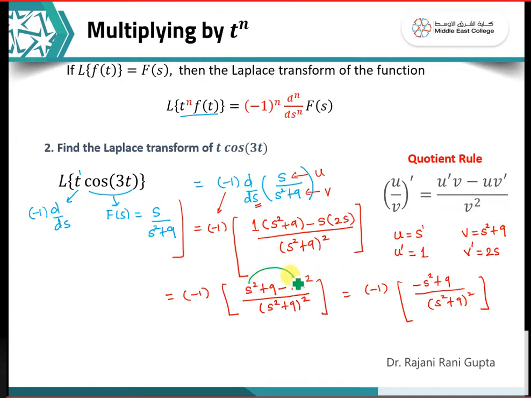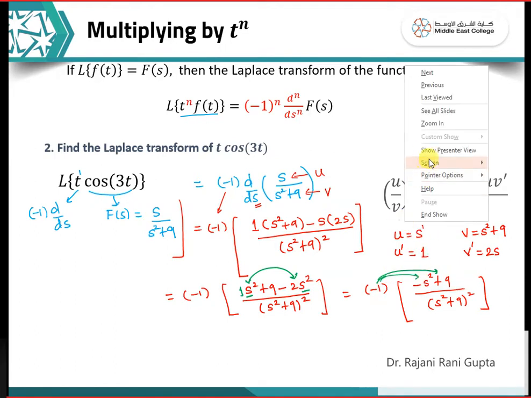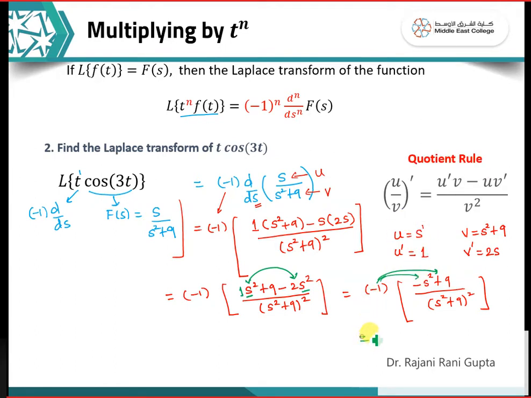Because we combined these two terms, s power 2, s power 2. Here the coefficient is 1, here minus 2. So it gives you plus minus 1. Okay, then multiply this minus sign inside to both the terms. So what will it give you? It will give you minus becomes plus s square, plus minus becomes minus 9, over (s square plus 9) power 2. This completes your solution.